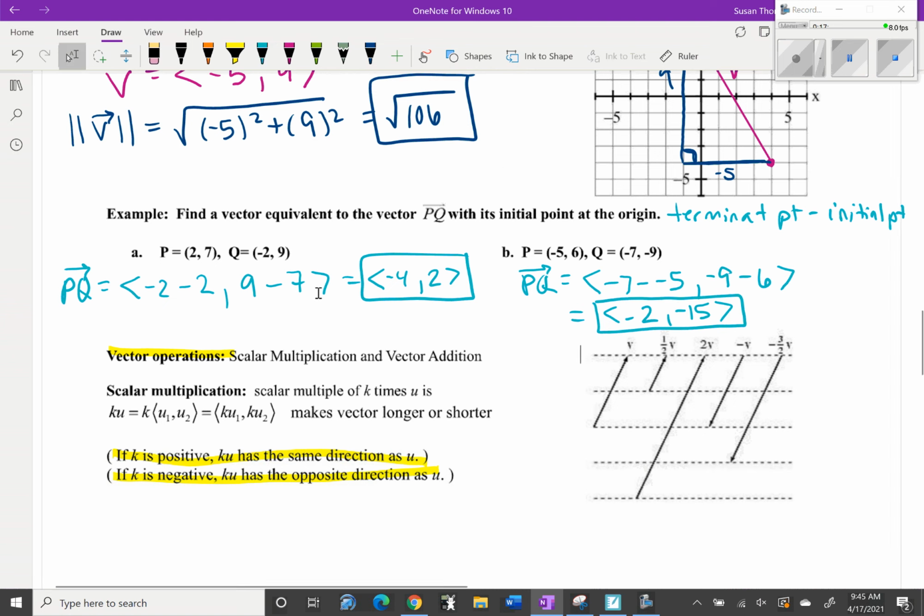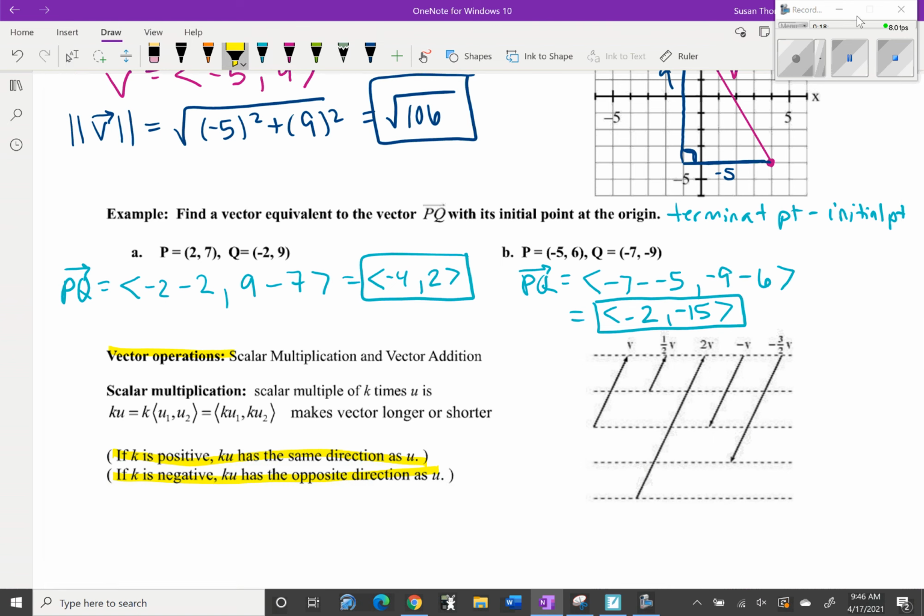So vector operations, scalar multiplication and vector addition. So when you are adding vectors together, you just add the horizontal components plus the vertical components. When you're doing a scalar multiplication, you take that scalar and multiply both the horizontal component and the vertical component. So it just makes the vector, of course, longer or shorter. And if your scalar k is positive, then it has the same direction as your vector, but if it is negative, it's going to go in the opposite direction. So that is something that we want to make sure we point out.